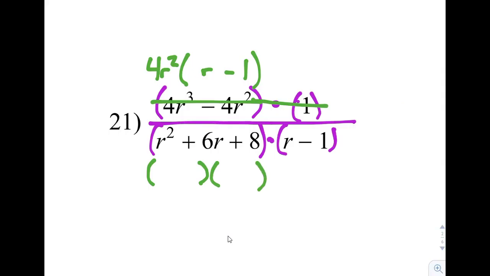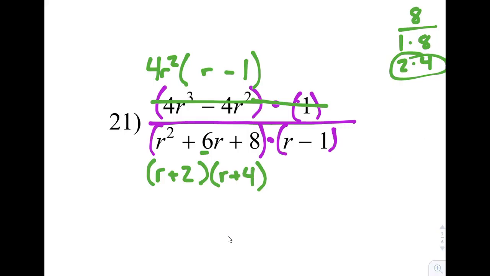Something like this. Now if I look at the number 8, just put that up in the corner here. The number 8, you can do 1 times 8 to multiply to 8, 2 times 4, 3 doesn't work, and then you're back to 4 times 2. I want to add to 6, so 2 and 4 will add to a positive 6. I'm going to do r plus 2 and r plus 4. Cross that out since it is now factored away, and r minus 1 is fully factored, so I'll leave that.